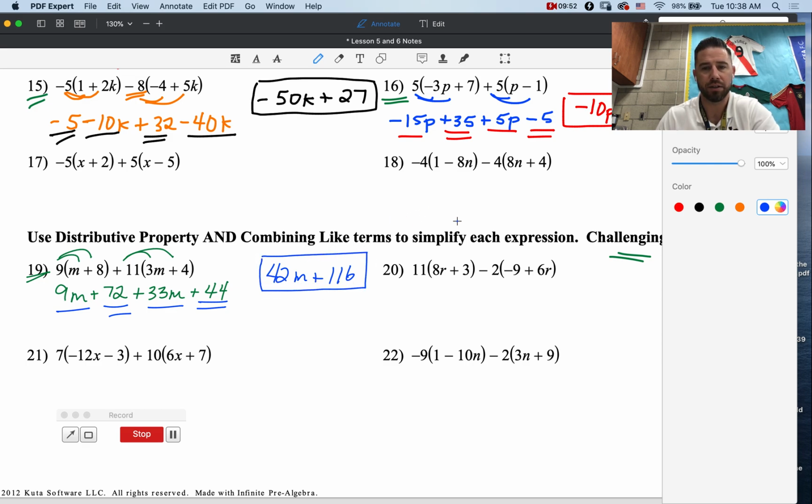I don't know why that was challenging. See how it says challenging here? It's not challenging. It's just what we did. Okay? So let's do 20 together. Then I'll have you do 21 and 22, and we can kind of wrap this thing up here.